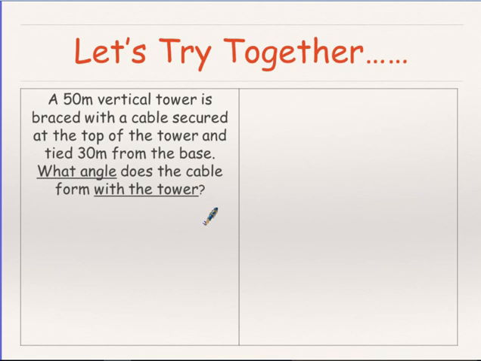Okay, so let's try this. It says a 50-meter vertical tower is braced with a cable secured at the top of the tower and tied 30 meters from the base. What angle does the cable form with the tower? So we're going to go here, highlight the question. That's step 1.